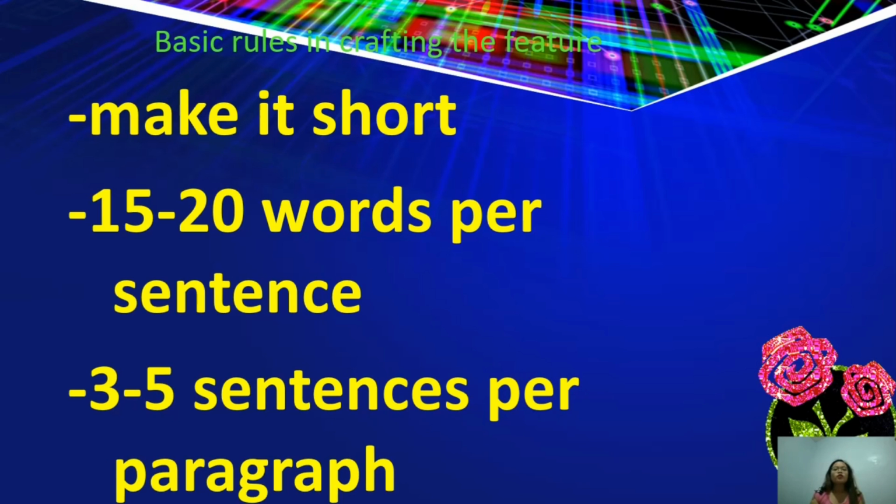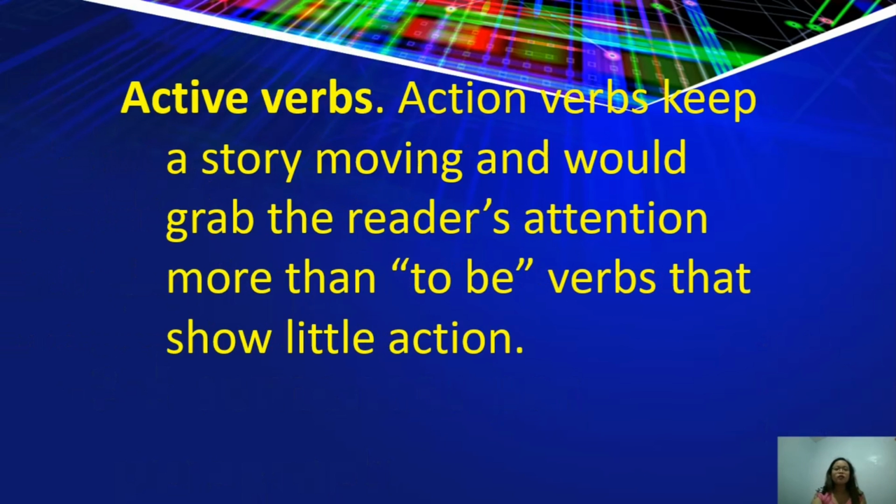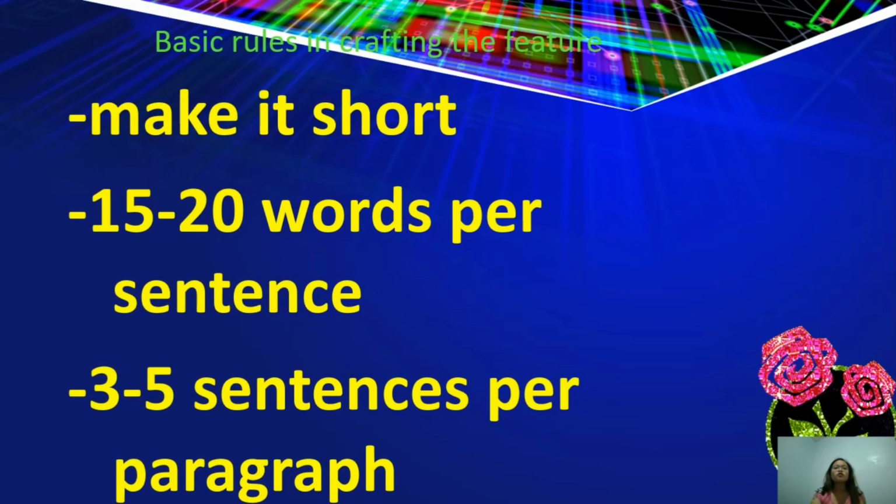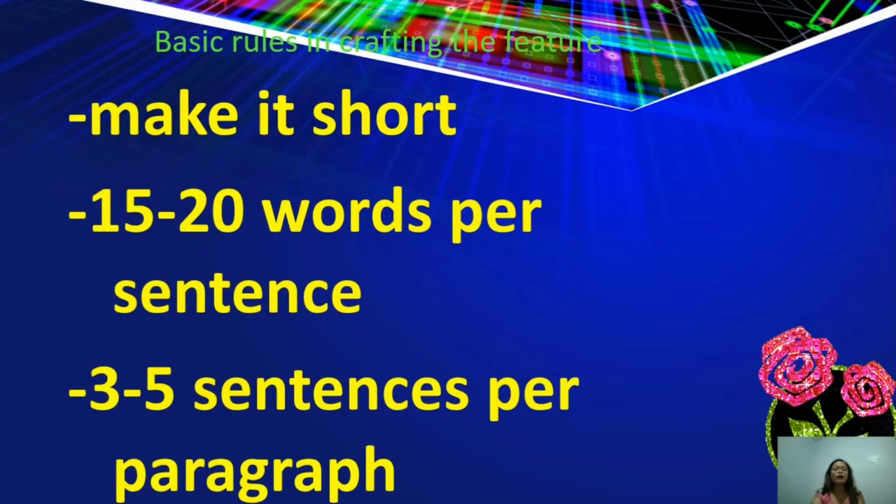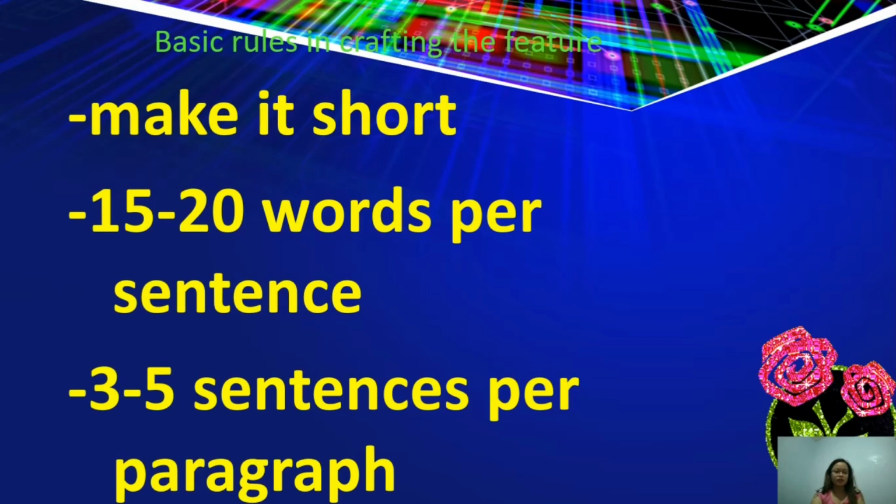A feature article should be short and composed of 15 to 20 words per sentence. Also, the basic rule is 3 to 5 sentences per paragraph. So, a feature paragraph should not be lengthy. It should be short and concise.